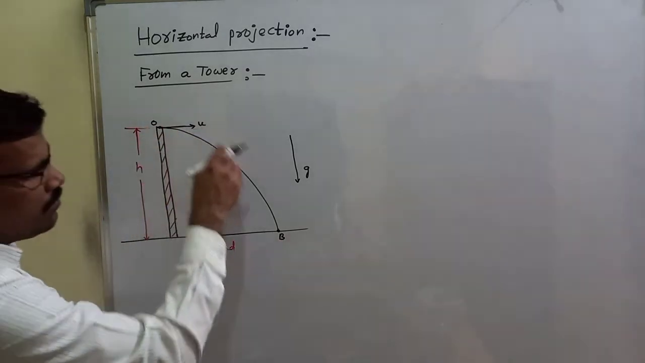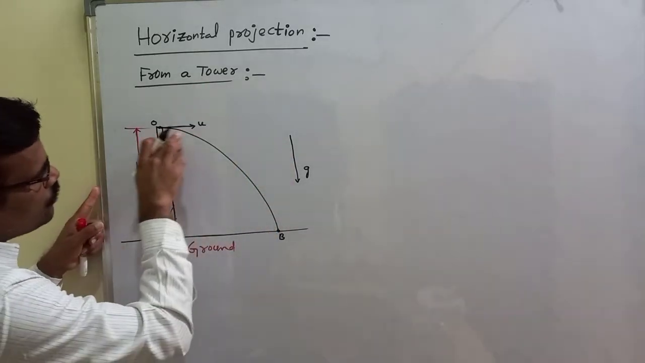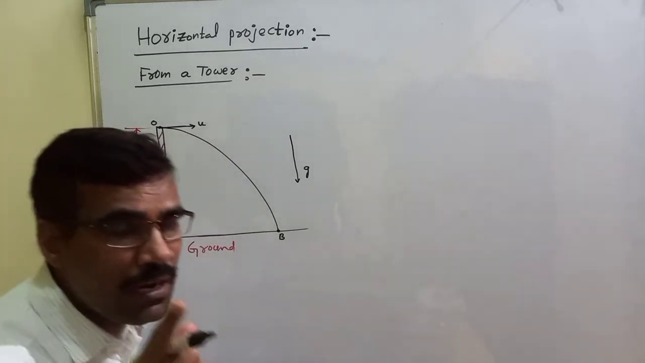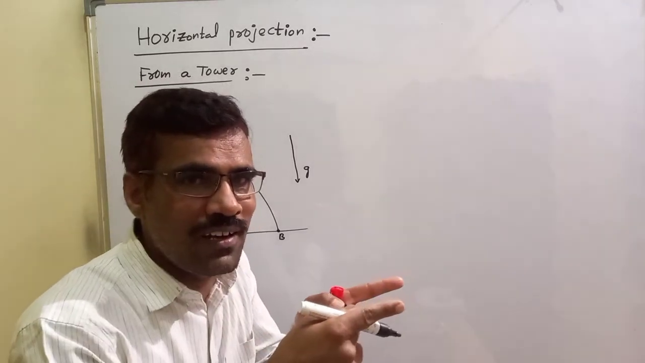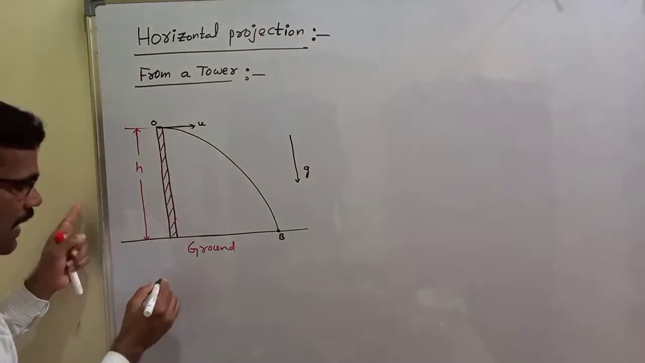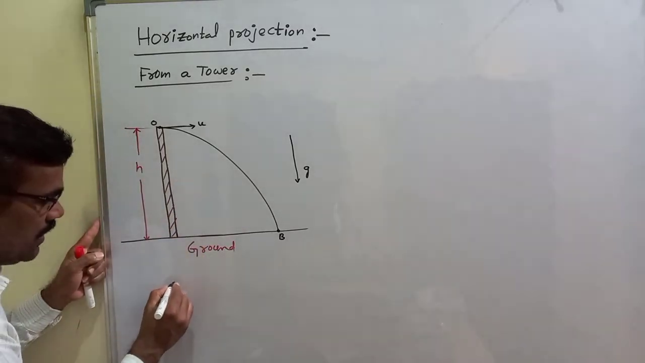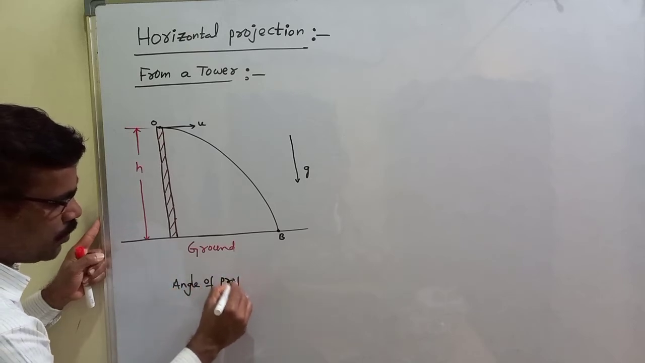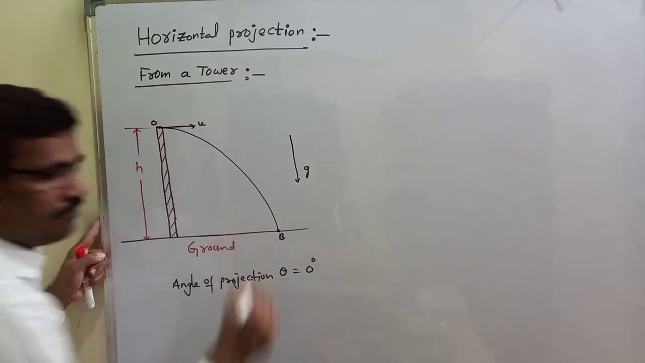Why does it come in the downward direction? Because of gravity. Here, if it is thrown horizontally, what is the angle made by the projectile with the horizontal? It is 0. What is the angle between horizontal and horizontal? 0. That means the angle made by the projectile with the horizontal is 0 if it is thrown horizontally. So here the angle of projection theta equals 0 degrees.